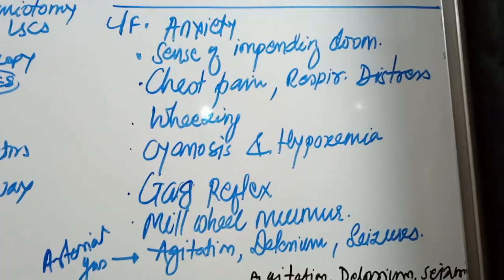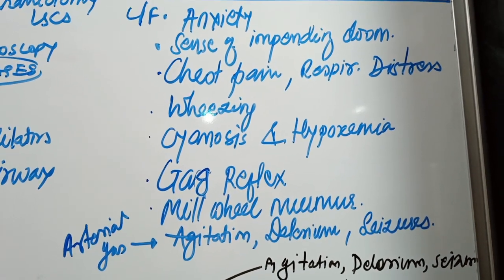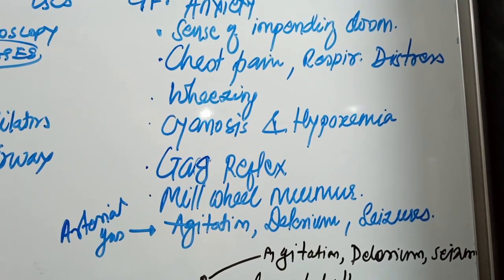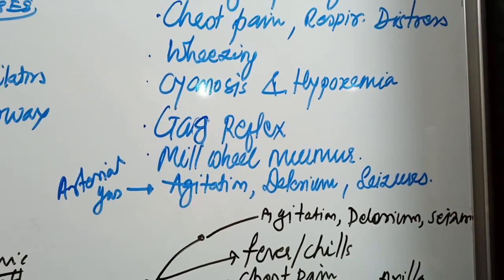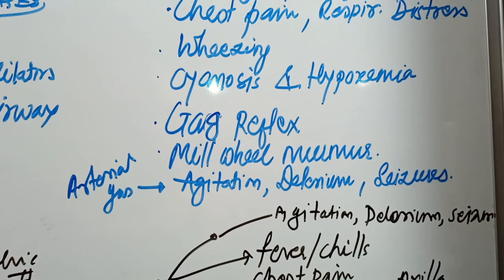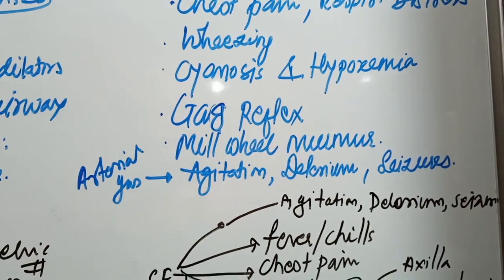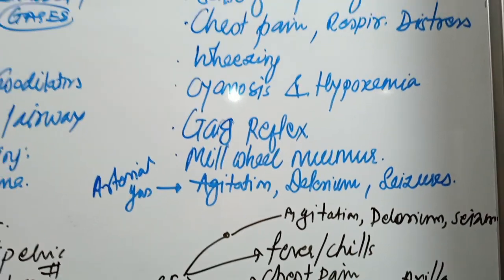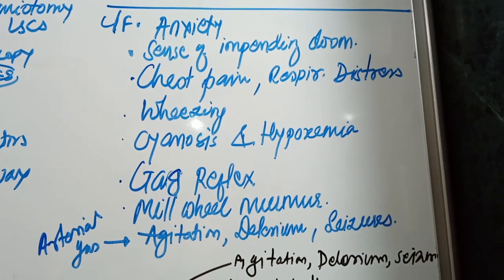How does air embolism present? It may present as anxiety, sense of impending doom, chest pain, respiratory distress, wheezing, cyanosis and hypoxemia, and gasping. A typical presentation is a mill-wheel murmur on auscultation by precordial stethoscope. If there is gas in the arteries, it may present as agitation, delirium, and seizures. So these are the clinical features of air embolism.